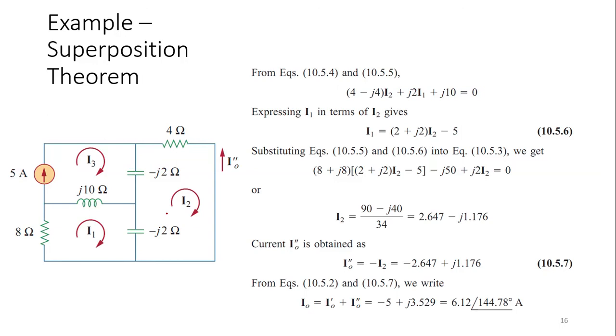So in simple words, we find the impact of this current in this branch, and it is termed as I naught double prime. In the end, we will add I naught prime and I naught double prime to get I naught. So this is what we have done here. I'm not detailing its mathematical steps because we have seen these many times before.